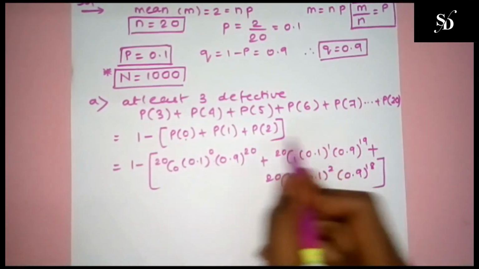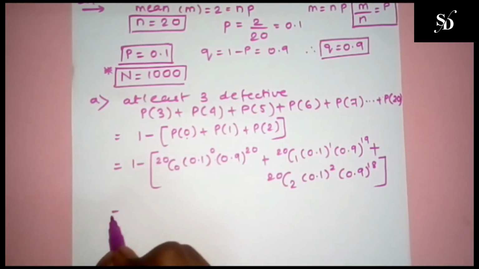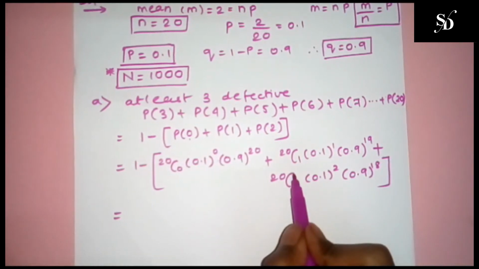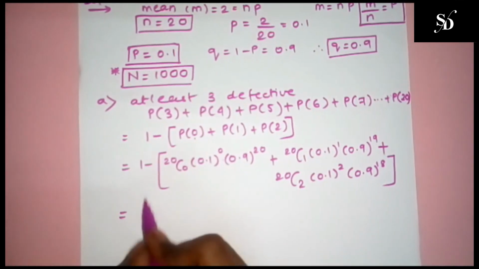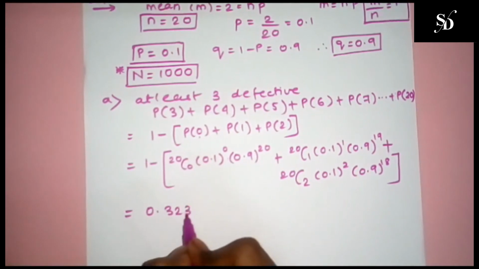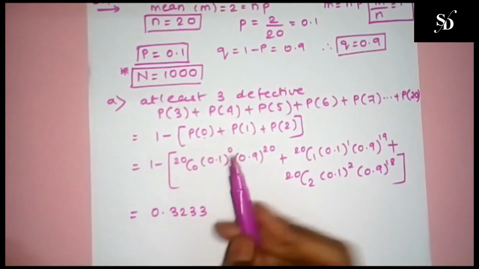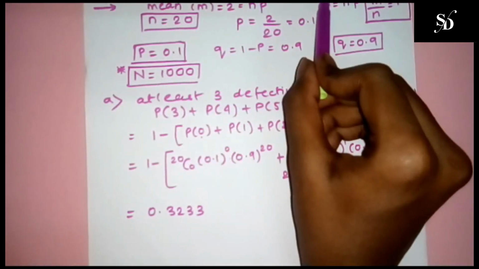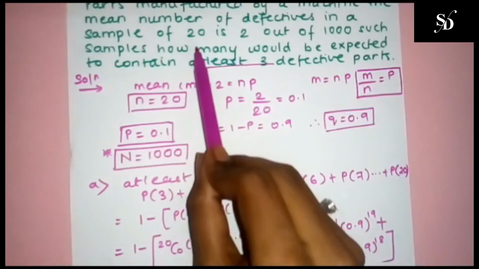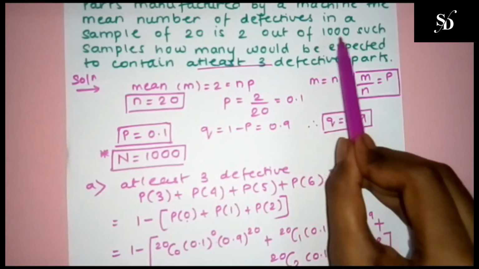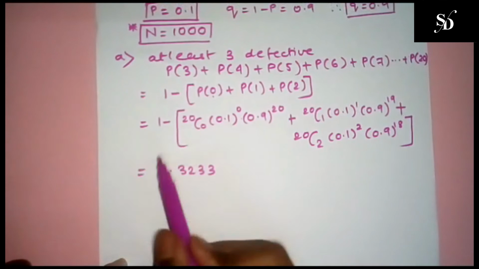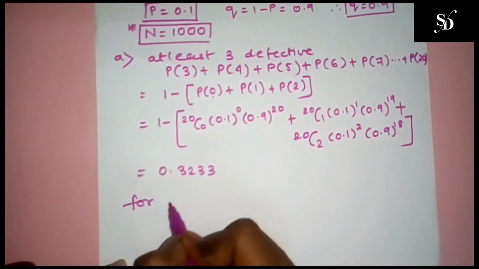Now this entire thing you solve in the calculator. I'll leave the answer here, you can check that out. You have to try all this solving in the calculator by yourself. So I'm leaving the answer over here for reference. It is 0.3233. Now what they're telling, that this is at least 3 for the sample that they have given over here, that is 20. Now if 1000 such samples are there, then what we have to do is multiply.